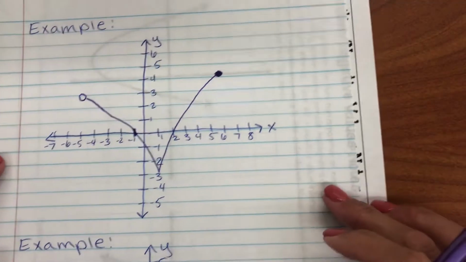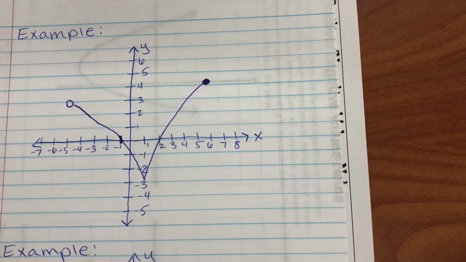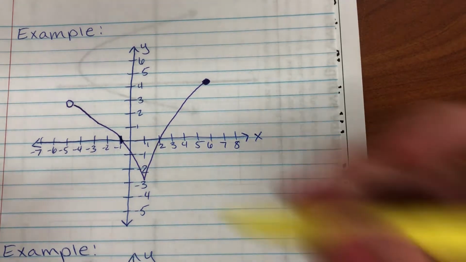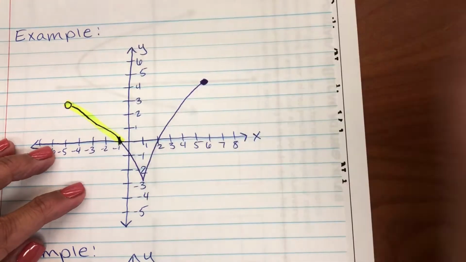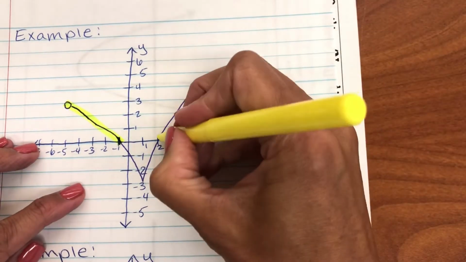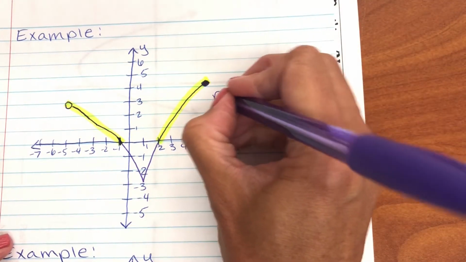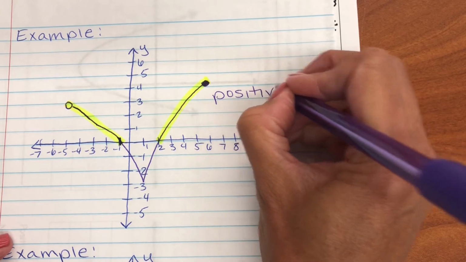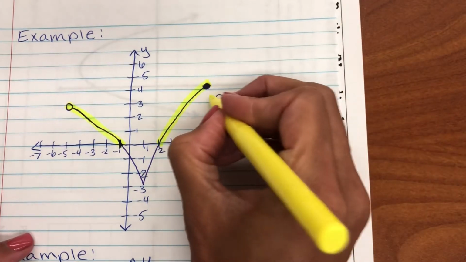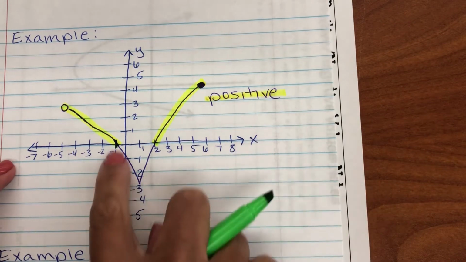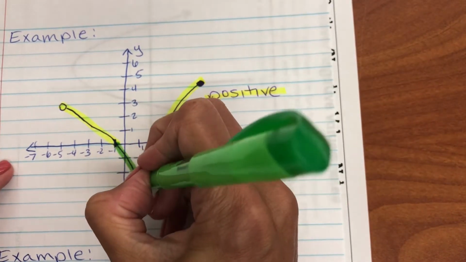Okay. Let's try this. Here's my first example for you. So step one, I'm going to determine the portion above the x-axis. So I'm going to use yellow for that. So that's above the x-axis. That's above the x-axis. So that's going to be my positive intervals. Okay, now I'm going to determine the negative intervals. So I'm looking at my x-axis. Anything below it, that's negative.